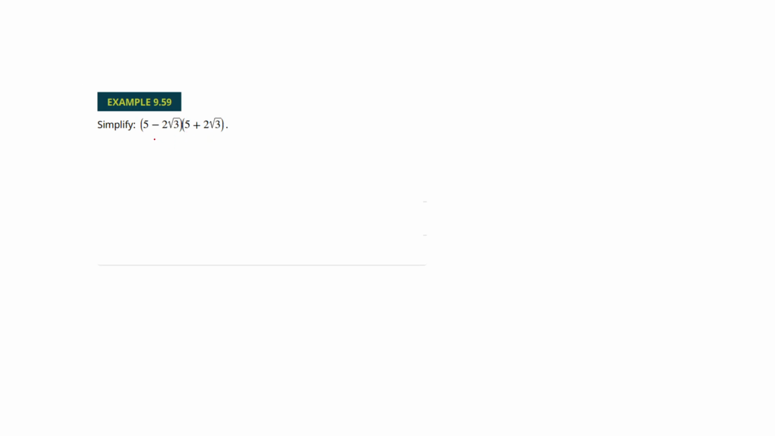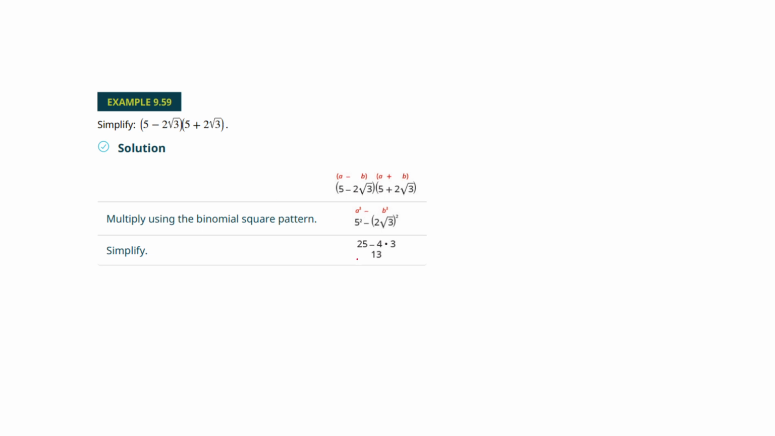Okay, same thing, just more complicated. We're going to square the front, we would get 25. Square the back, and you'd get 4 times 3. That's the negative 12 they're getting there, so it's always a minus. Simplify that is how they got the 13.